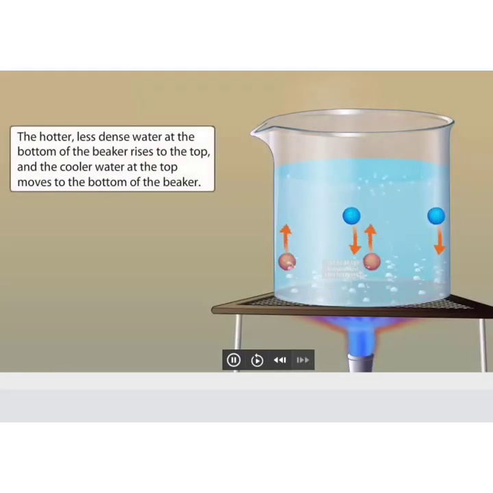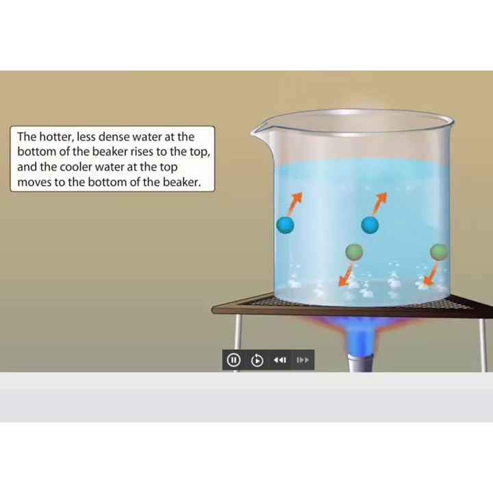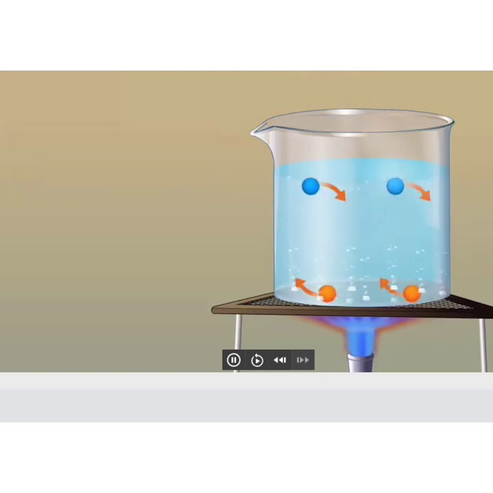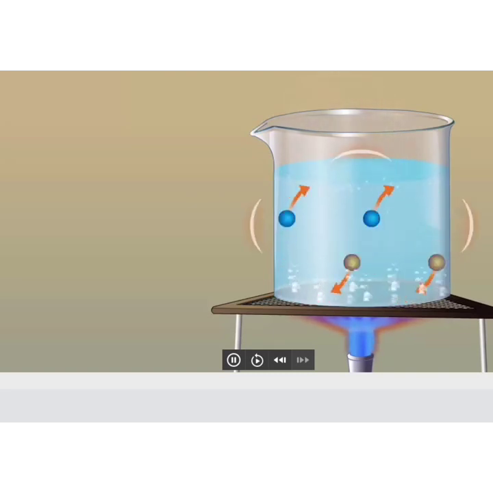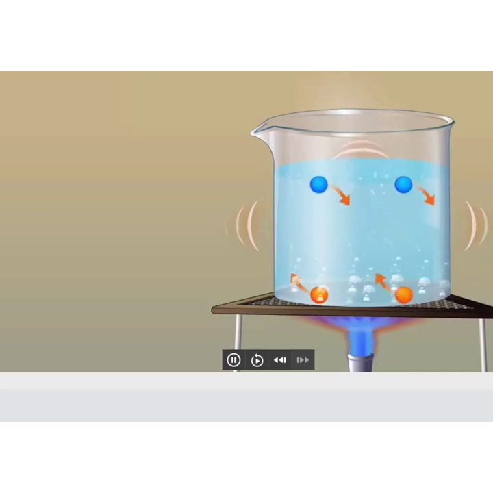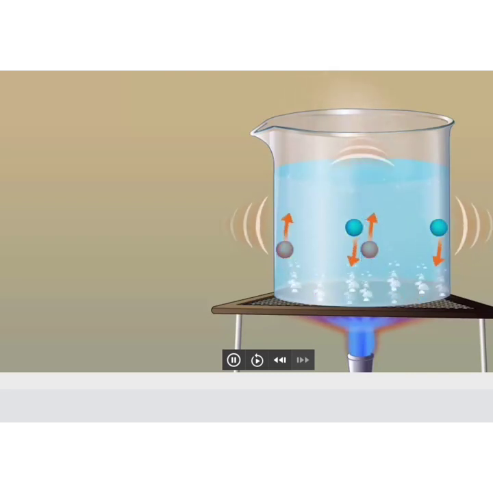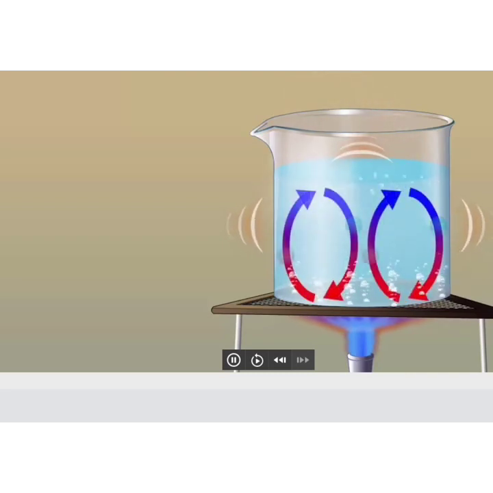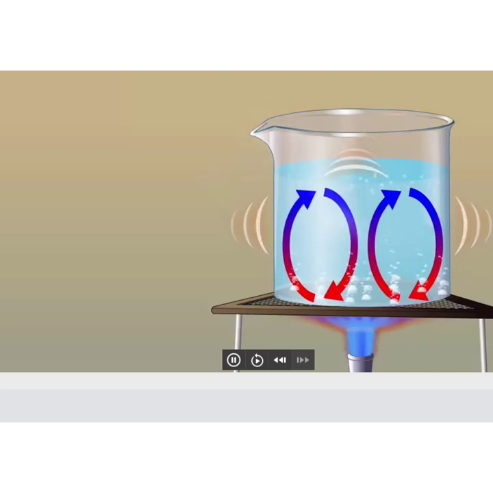The hotter, less dense water rises to the top, and the cooler water at the top moves to the bottom of the beaker. As the heated water molecules rise and reach the surface, they lose some heat to the air. The cooler water molecules move to the bottom, where they get heated up again and move back to the top. These circular movements or convection currents continue for as long as the water is being heated up.